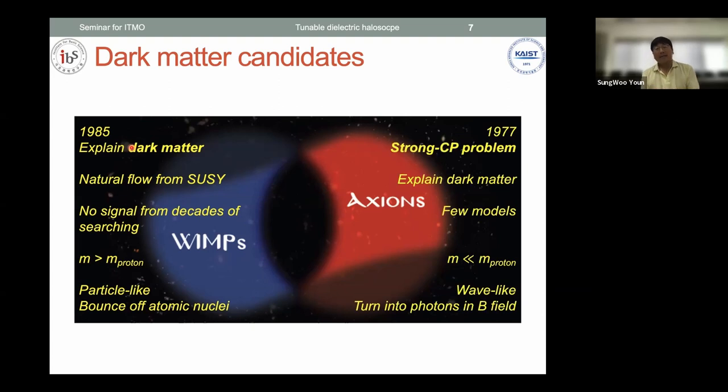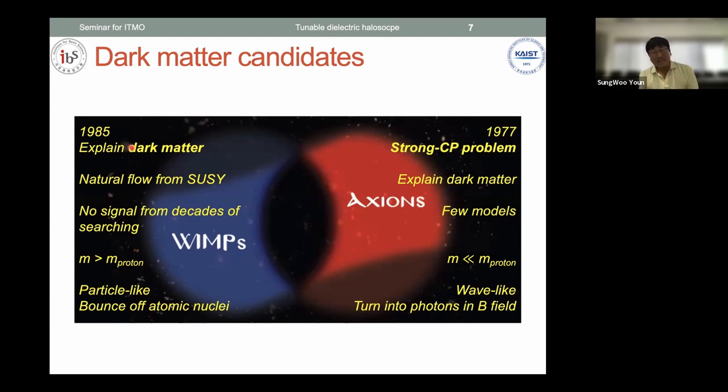On the other side, the axion was proposed initially to resolve the so-called strong CP problem, which I will explain in the next slide, in 1977. Later on, looking at its properties, it is good enough to explain dark matter itself. That's why I call this the dark axion miracle. There are a few models around here. I will explain a little bit more about this later.